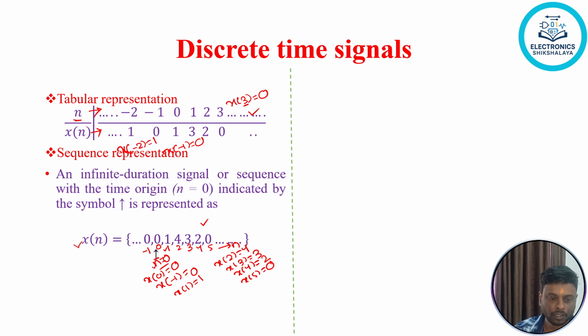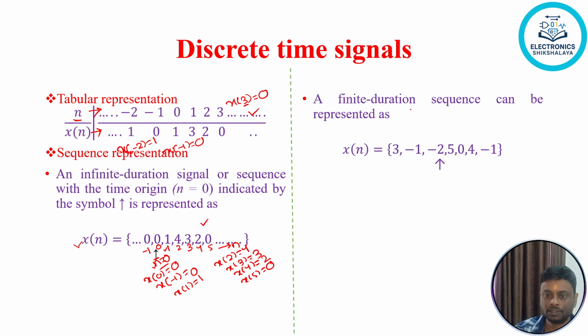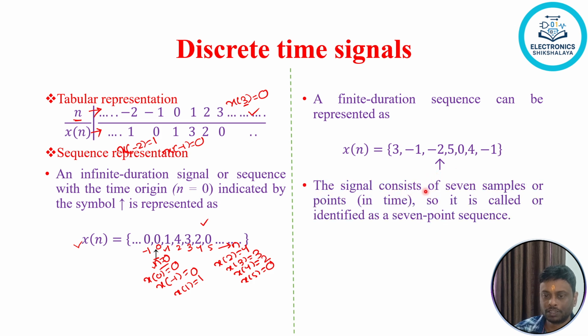Similarly, a finite duration signal can be represented in this form. So x of n equal to 3, -1, -2, 5, 0, likewise. How many samples are there? 1, 2, 3, 4, 5, 6, 7. So this signal consists of 7 samples, and that is called a 7-point sequence.